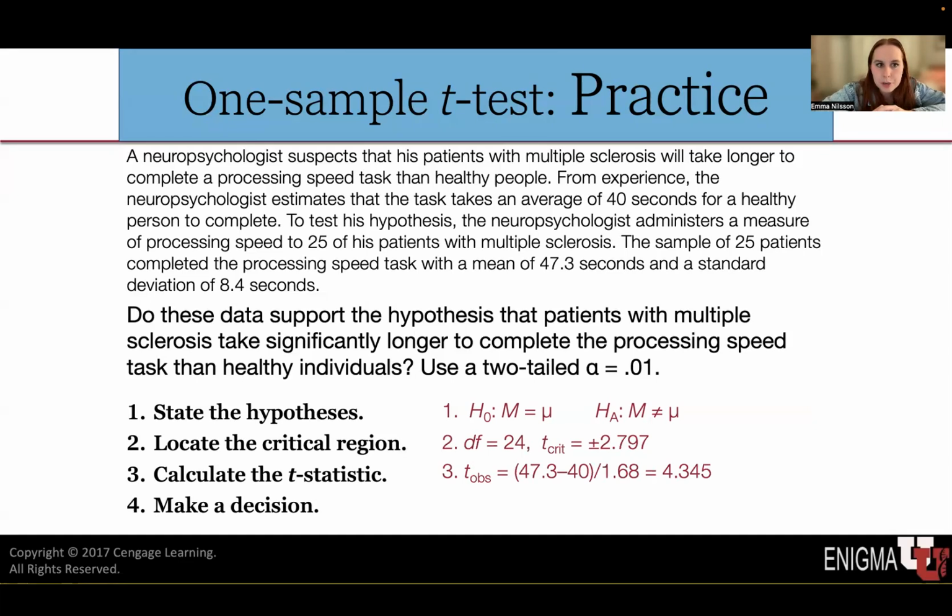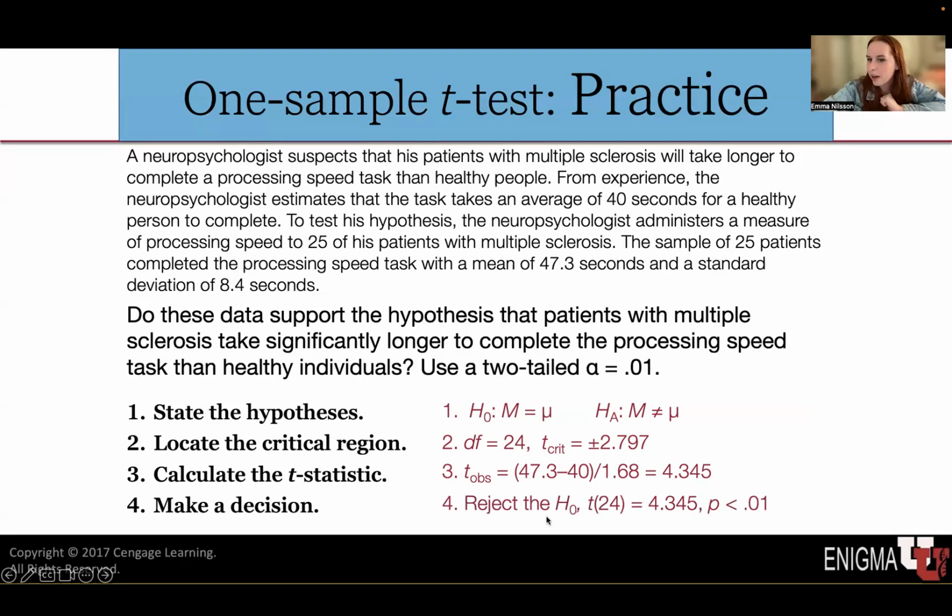I think you have all the information that you need for that. Awesome. You didn't need the sum of squares here because they gave you the standard deviation, s equals 8.4, if there was some confusion about that. And then our t critical value is 2.797. Our t observed is 4.345.